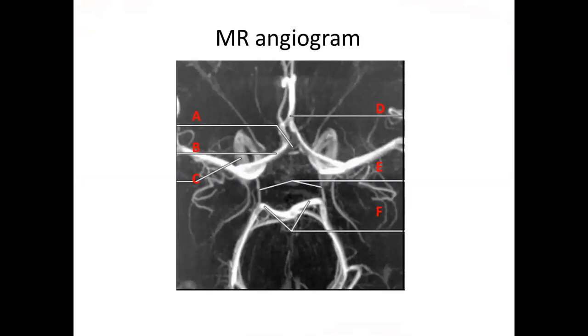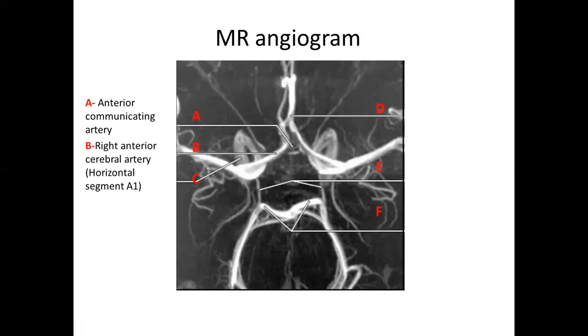Aisha Abdulhamid. A, anterior communicating artery. Two questions. B is the right anterior cerebral artery. That's the horizontal segment A1. Yes. This is the internal carotid artery, right internal carotid artery. Yes. Safaa Abbas. D is the anterior cerebral artery segment 2. Yes. Zeina Fadhil.